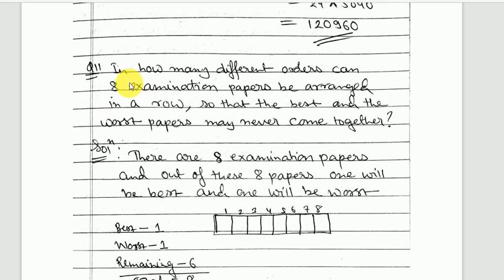Now the next question is, in how many different orders can 8 examination papers be arranged in a row, so that the best and the worst papers may never come together. So there are 8 examination papers, and they are supposed to be put in a row, and they're asking you how many different ways you can arrange those 8 examination papers where the best and the worst are never together.